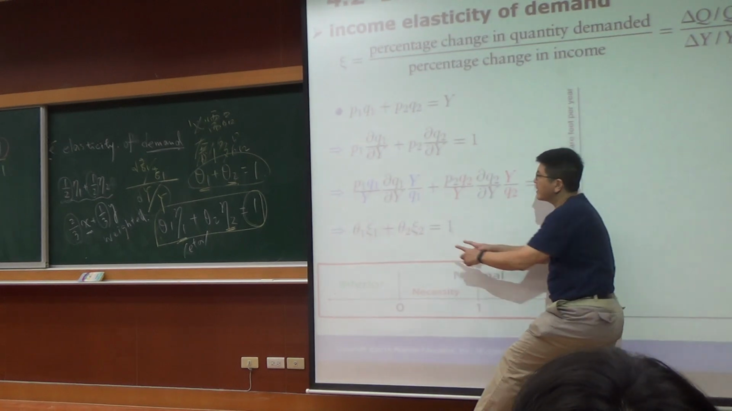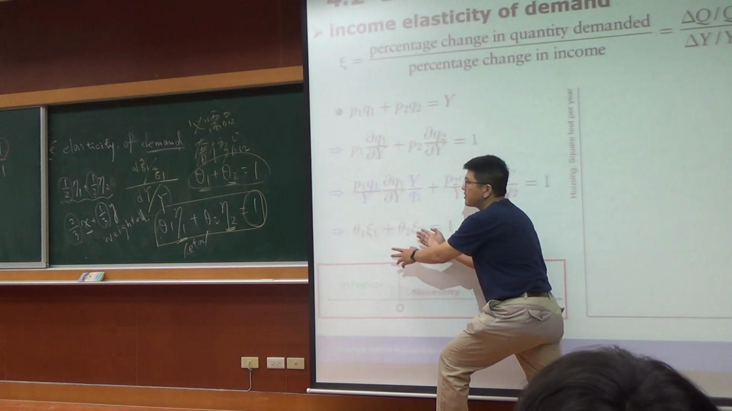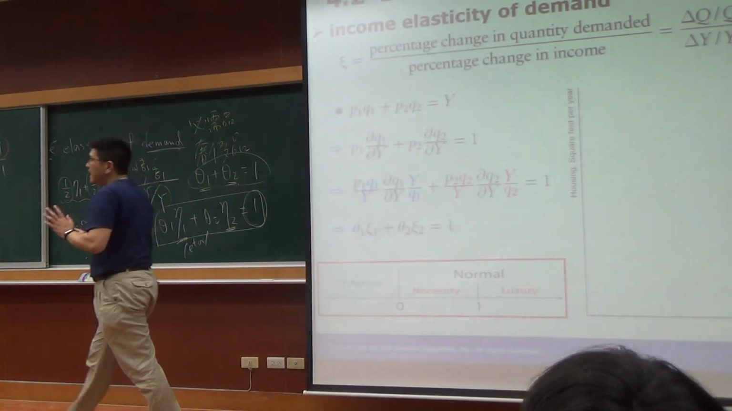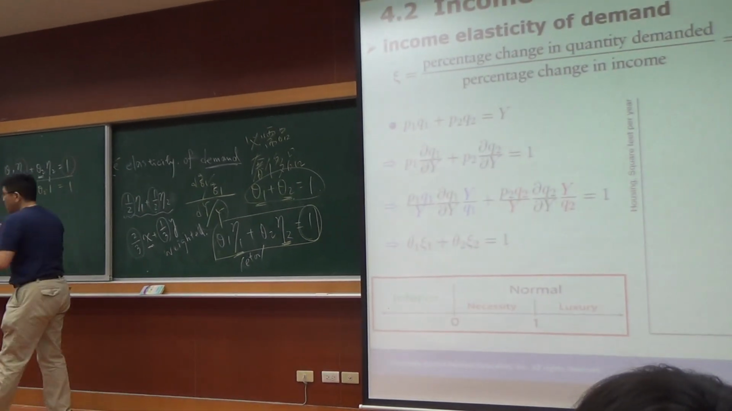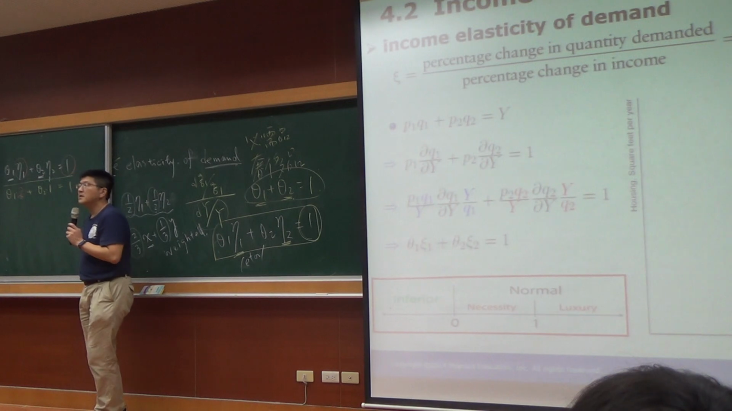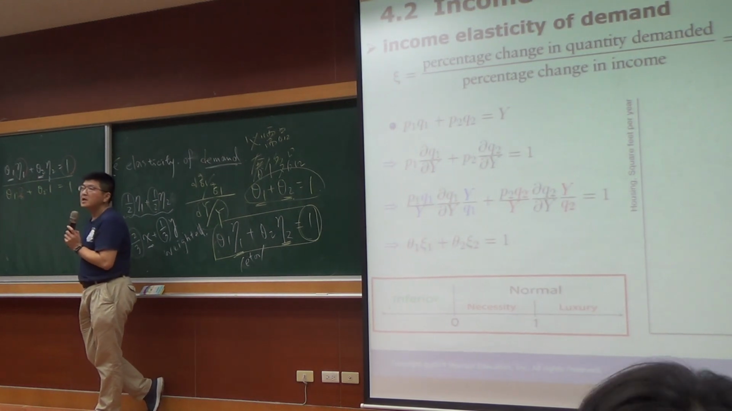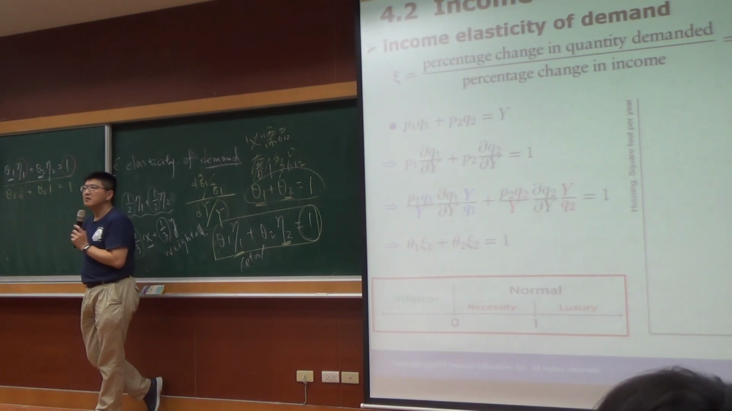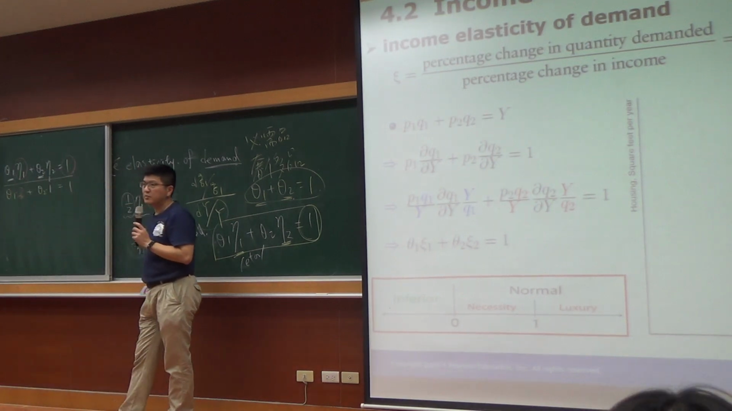Okay? So you cannot just raise them at the same time, or lower them at the same time. So we can never have all goods we're consuming be inferior goods, or all of them be necessary goods, or all of them be luxury goods. Okay? Because we must satisfy this requirement.